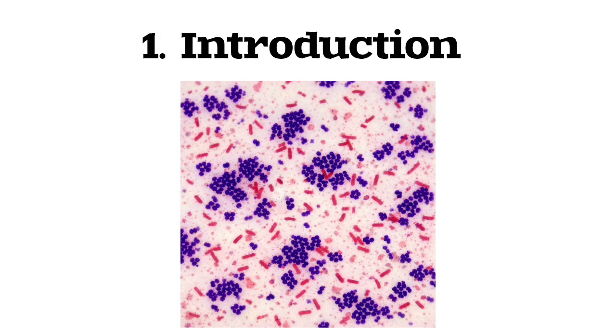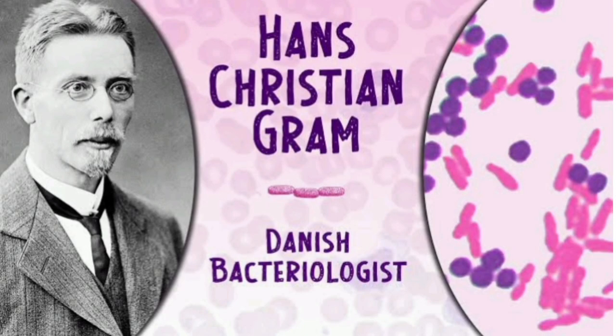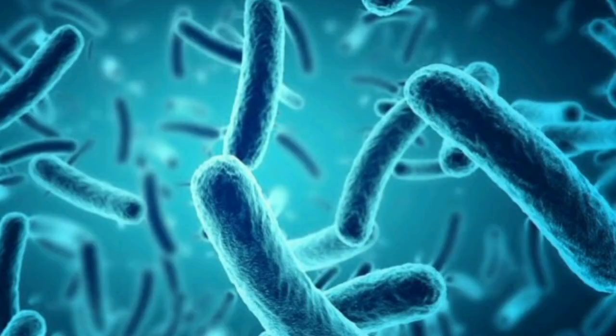Gram staining is the most fundamental technique used in microbiology, which is used to classify bacteria into two broad categories, that is, gram-positive and gram-negative bacteria, on the basis of their cell wall composition. This technique was developed by Hans Christian Gram in 1884. It is a differential staining. As I told you earlier, we will get the classification of both the bacteria on this basis.